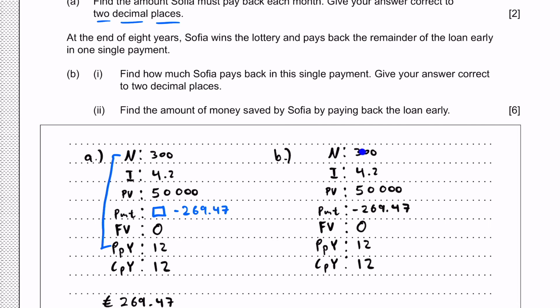Now we need to find how many payments she would have made after 8 years. So let's modify this a little. What can we keep? The interest rate is still the same. The initial size of the loan, the payments we know, and then the compounding period and the monthly payments that she makes. That's all the same. But we want to find out how much she owes at the end of 8 years.